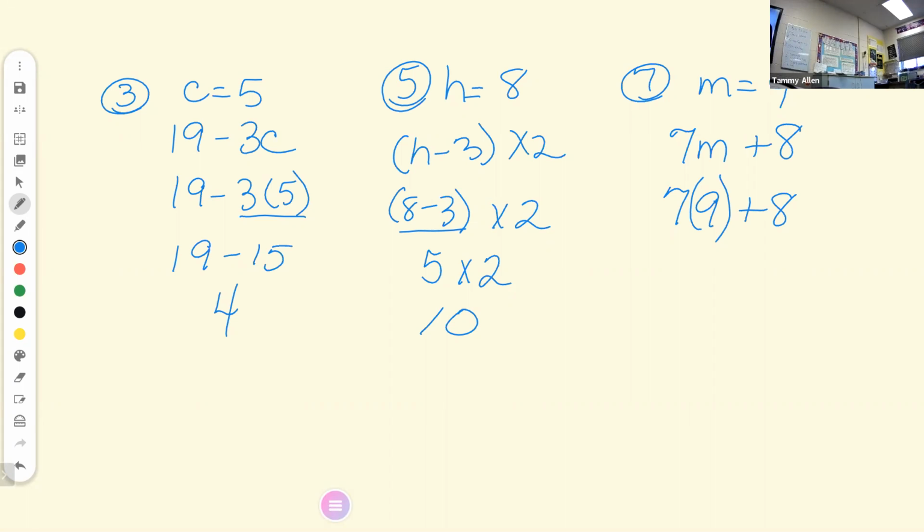Audra, are you making corrections? Okay? 7 times 9 is 63. So it now becomes 63 plus 8. And 63 plus 8 is 71. Nowhere are there equal signs in there. Nowhere are there equal signs.